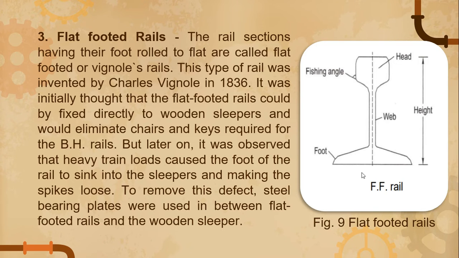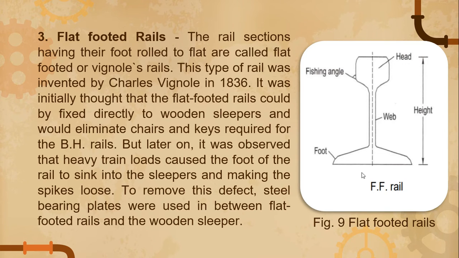It was initially thought that the flat-footed rails could fix directly to wooden sleepers and would eliminate chairs and keys required for the BH rails, but later on it was observed that heavy train loads caused the foot of the rail to sink into the sleepers and making the spikes loose. To remove this defect, steel bearing plates were used in between flat-footed rails and the wooden sleepers.